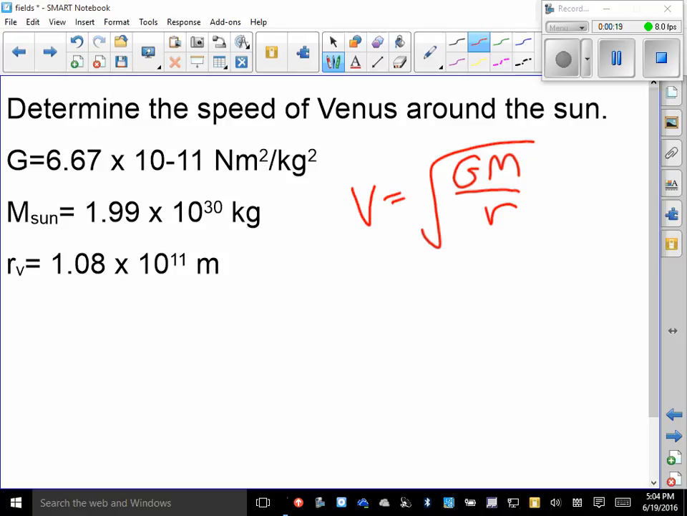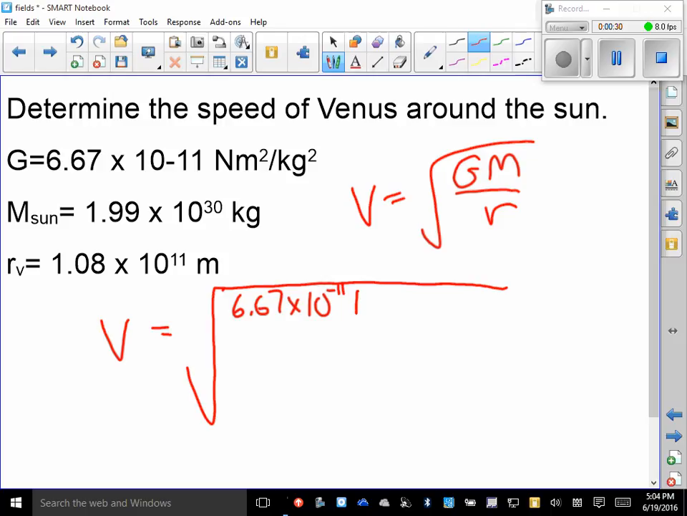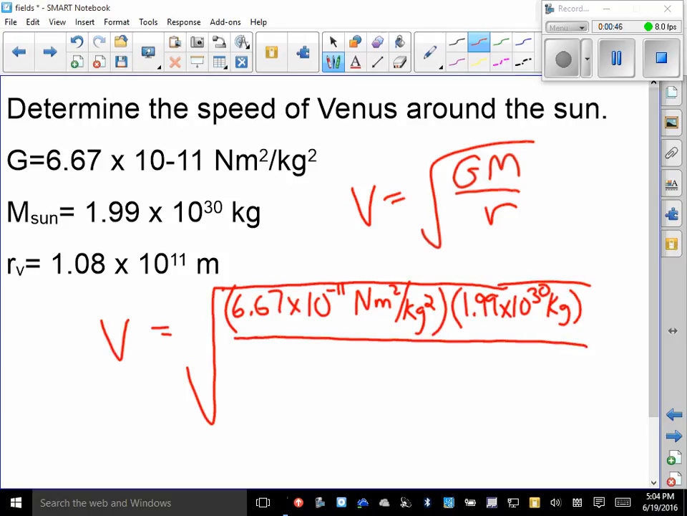Okay, so we've been given all of this information. V equals the square root of G, 6.67 times 10 to the negative 11 Newton meters squared per kilogram squared. Okay, we're going to multiply that by the mass, 1.99 times 10 to the 30 kilograms. This is going to be divided by 1.08 times 10 to the 11 meters. Oh, not even squared this time.